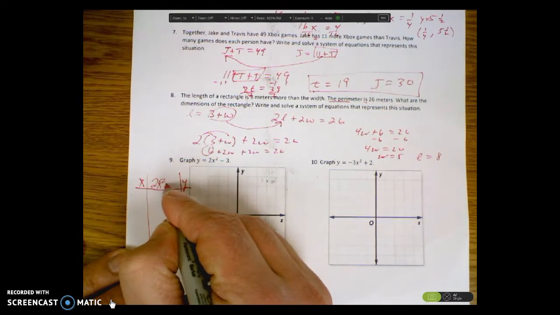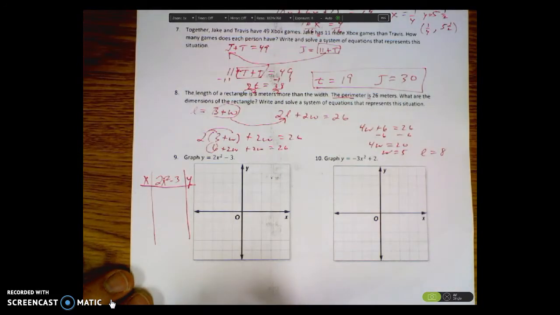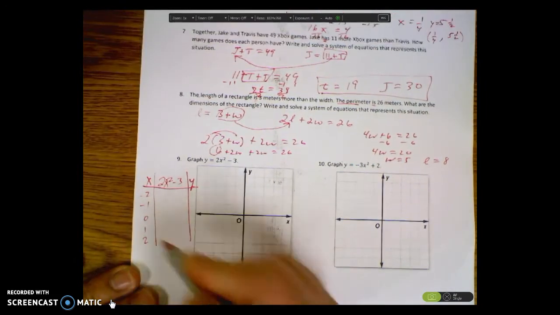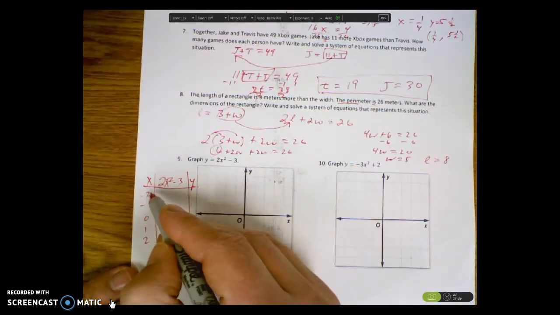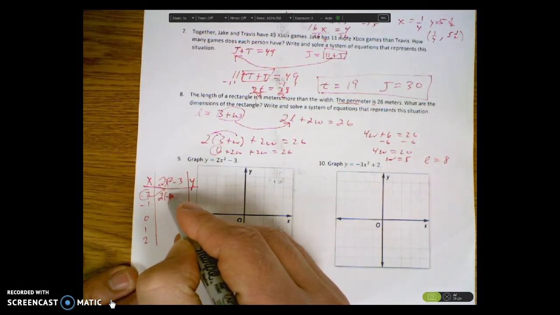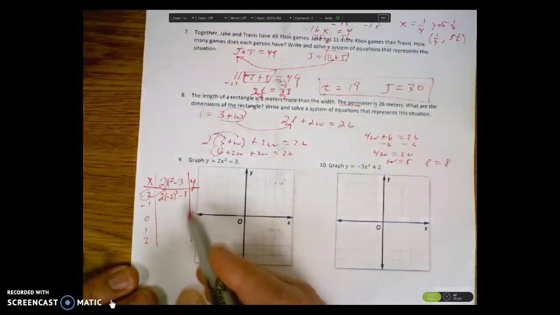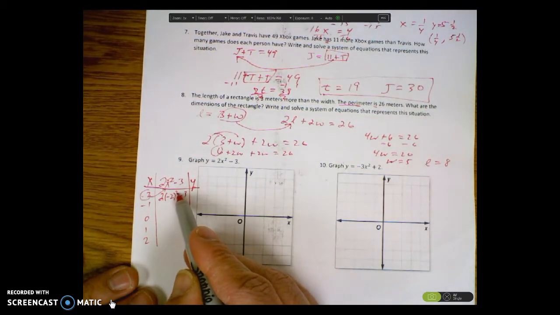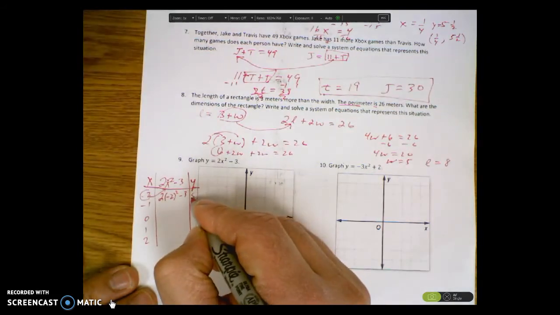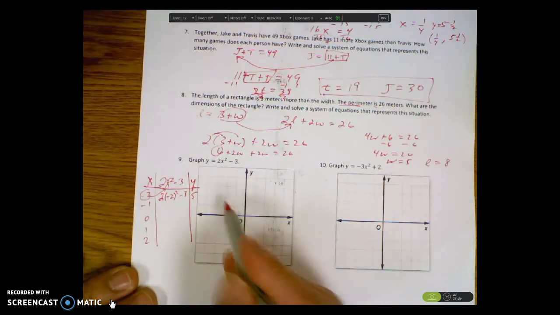But let's just do it this way first. So we are going to pick the values -2, -1, 0, 1, and 2. Excuse me. And we're first going to plug -2 into our equation. So 2 times -2 squared minus 3. -2 squared is 4. 4 times 2 is 8. And 8 minus 3 is 5. All right, so that's an ordered pair.